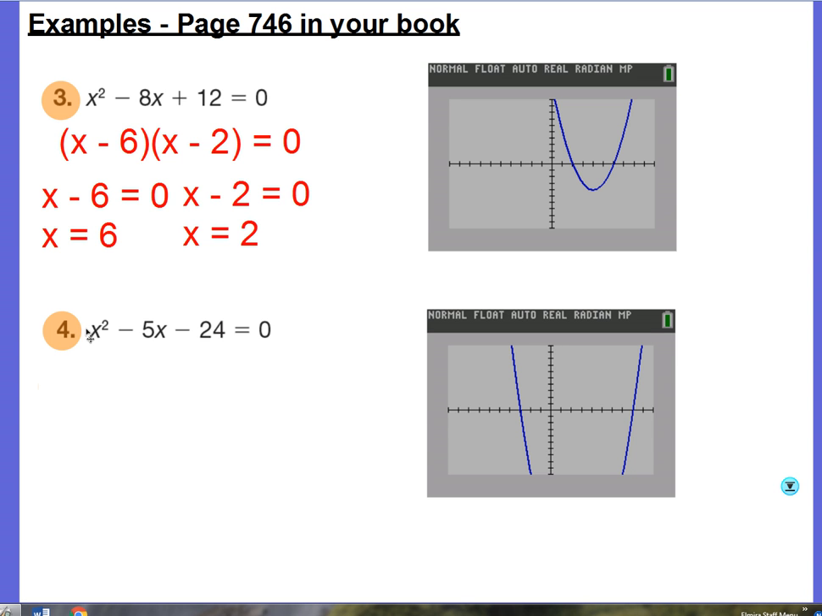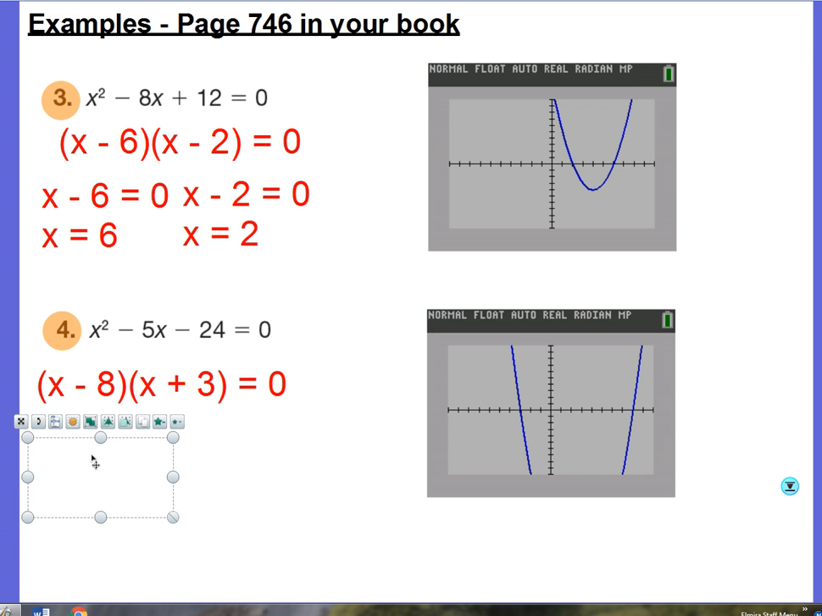Let's practice that one more time. Here's our next quadratic. Again, it's already equal to 0, so all we have to do is factor it. All right, x minus 8 and x plus 3 equals 0. Then take each factor. x minus 8 equals 0. Well, what take away 8 would equal 0? Positive 8. And that's a solution on the graph.